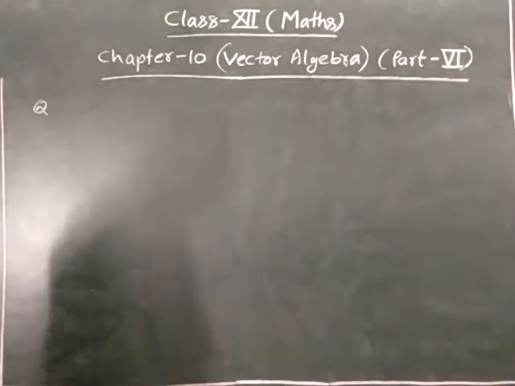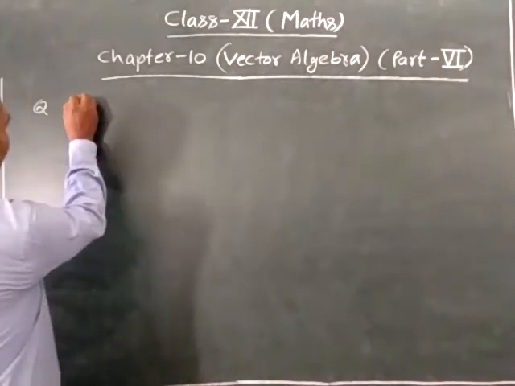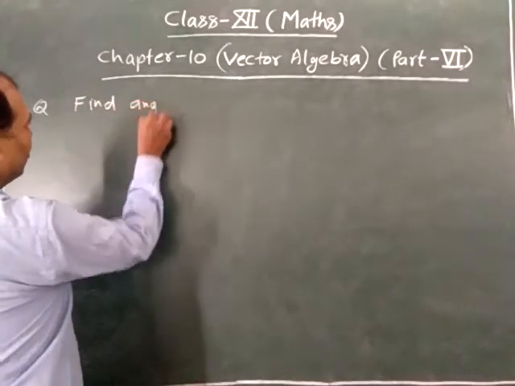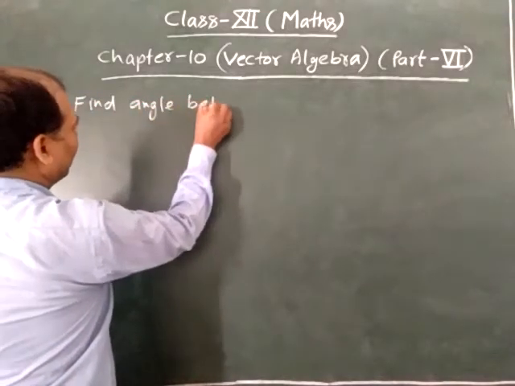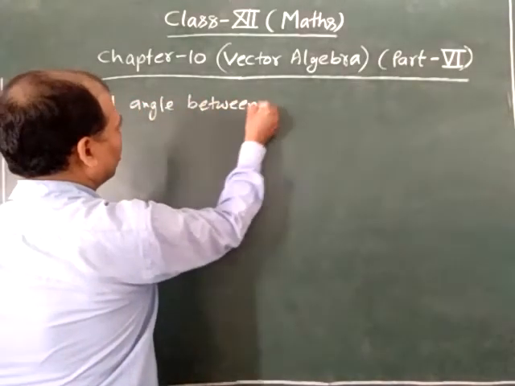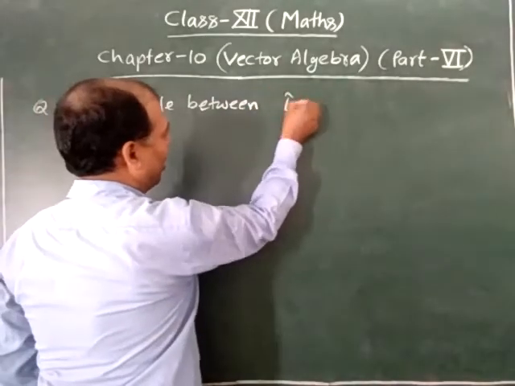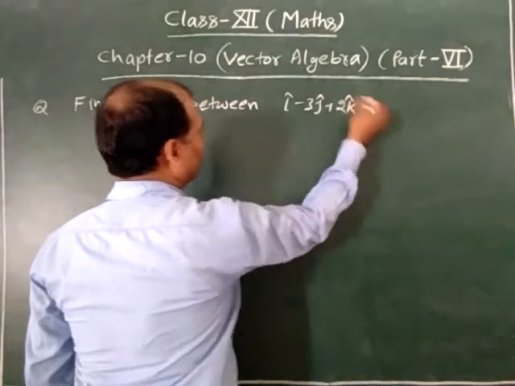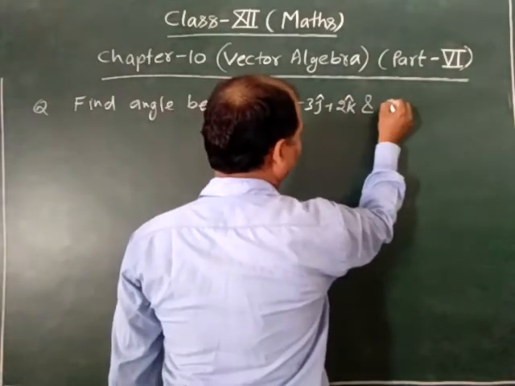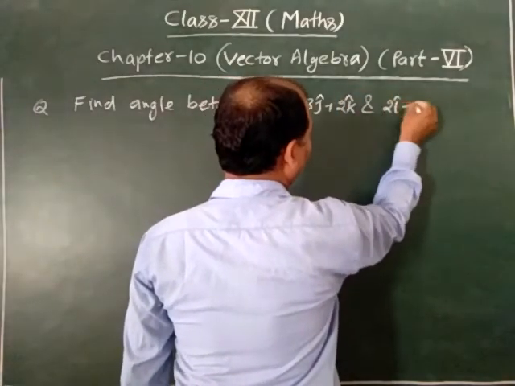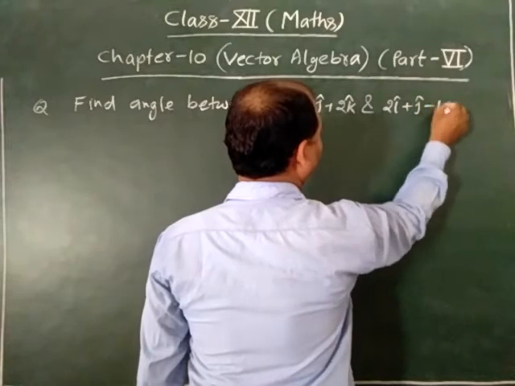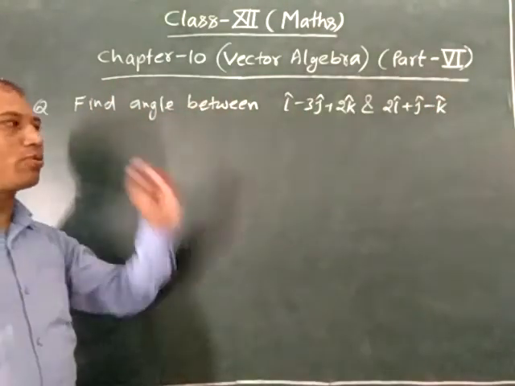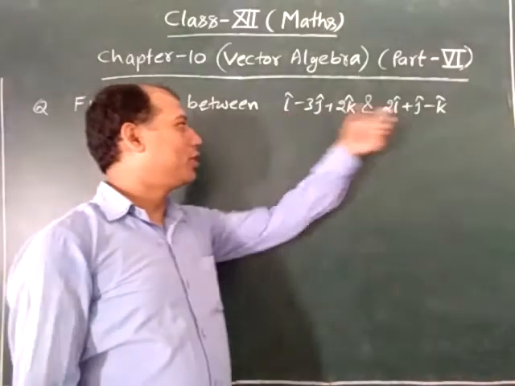In this question we have two vectors and we have to find the angle between the two vectors i minus 3j plus 2k and 2i plus j minus k. This is the question. We have to find out the angle between these two vectors.